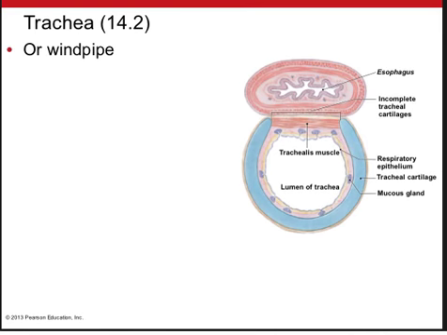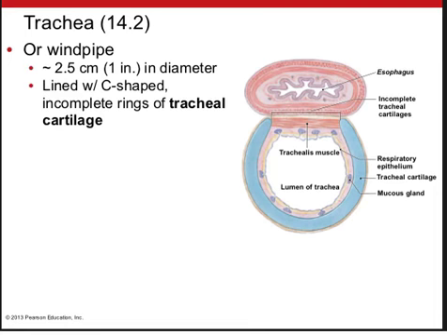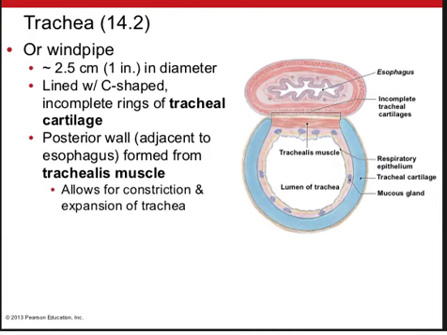Okay, the trachea or windpipe sits in front of the esophagus. It's about an inch wide, and it's held open by C-shaped cartilaginous rings, tracheal cartilage, that are bounded at the back by a muscle known as the trachealis muscle, which is a smooth muscle that can control the diameter of the trachea, allowing for constriction and expansion of the airway, again, depending on the need for oxygen.